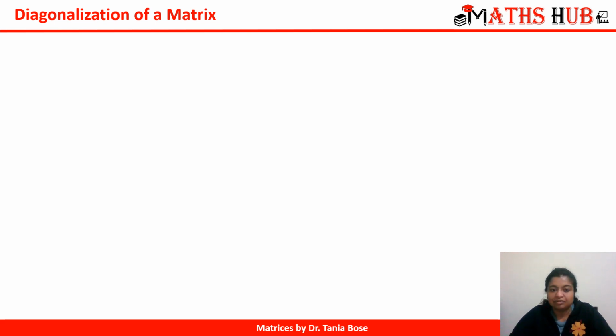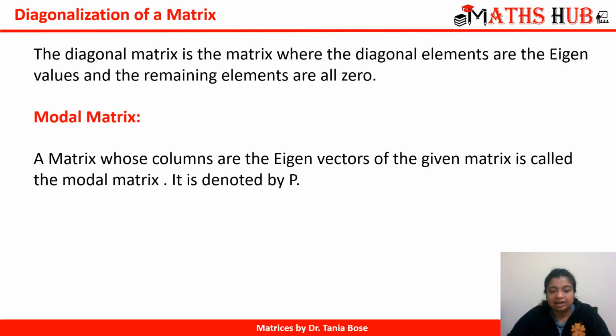So if any general matrix is given to you, how do you convert it into a diagonal matrix? If you have seen my last videos, you might be well aware of the topic eigenvalues and eigenvectors. We will be using that concept to convert any general matrix to a diagonalized matrix, right? So what is the diagonalization of a matrix?